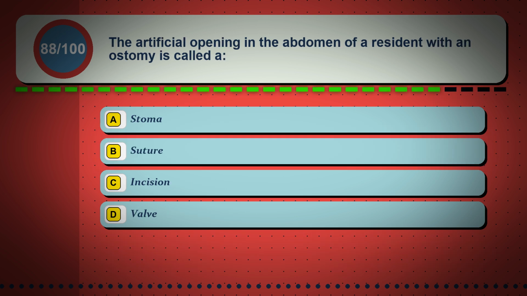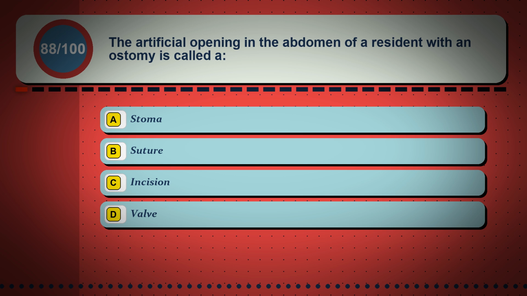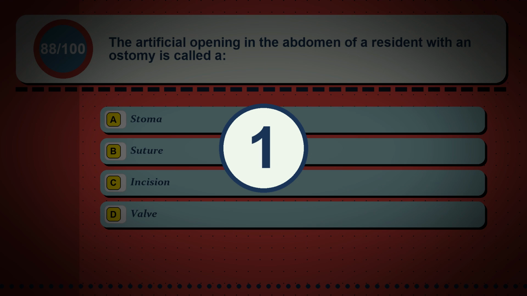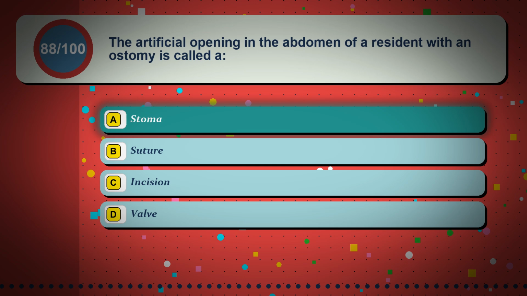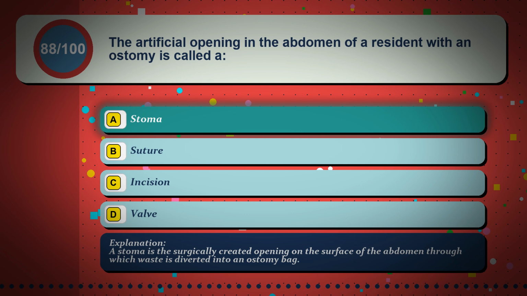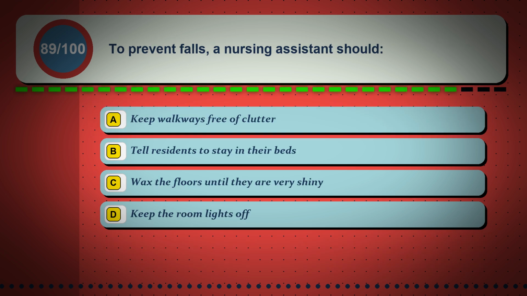Question 88. The artificial opening in the abdomen of a resident with an ostomy is called option A, a stoma. Option B, suture. Option C, incision. Option D, a valve. The correct answer is option A, stoma. A stoma is the surgically created opening on the surface of the abdomen through which waste is diverted into an ostomy bag.